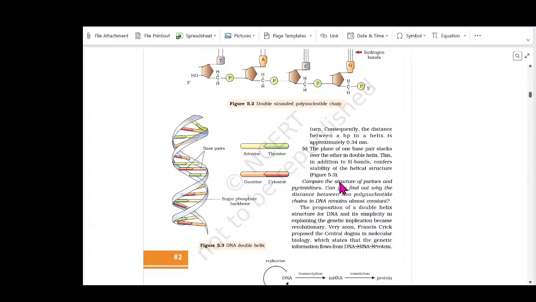Compare the structure of purines and pyrimidines. Can you find out why the distance between two polynucleotide chains in DNA remains almost constant?